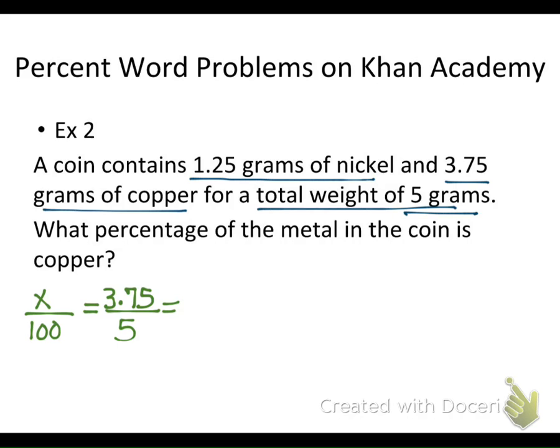So my next step, cross multiply. What's x times 5? 5x. 100 times 3.75. And then we solve. So circle our variable, draw a line. 5 times x, the inverse operation of 5 times x would be divide. So I'm going to divide each side by 5. The 5's cancel. Bring down my x. What's 375 divided by 5? 75.